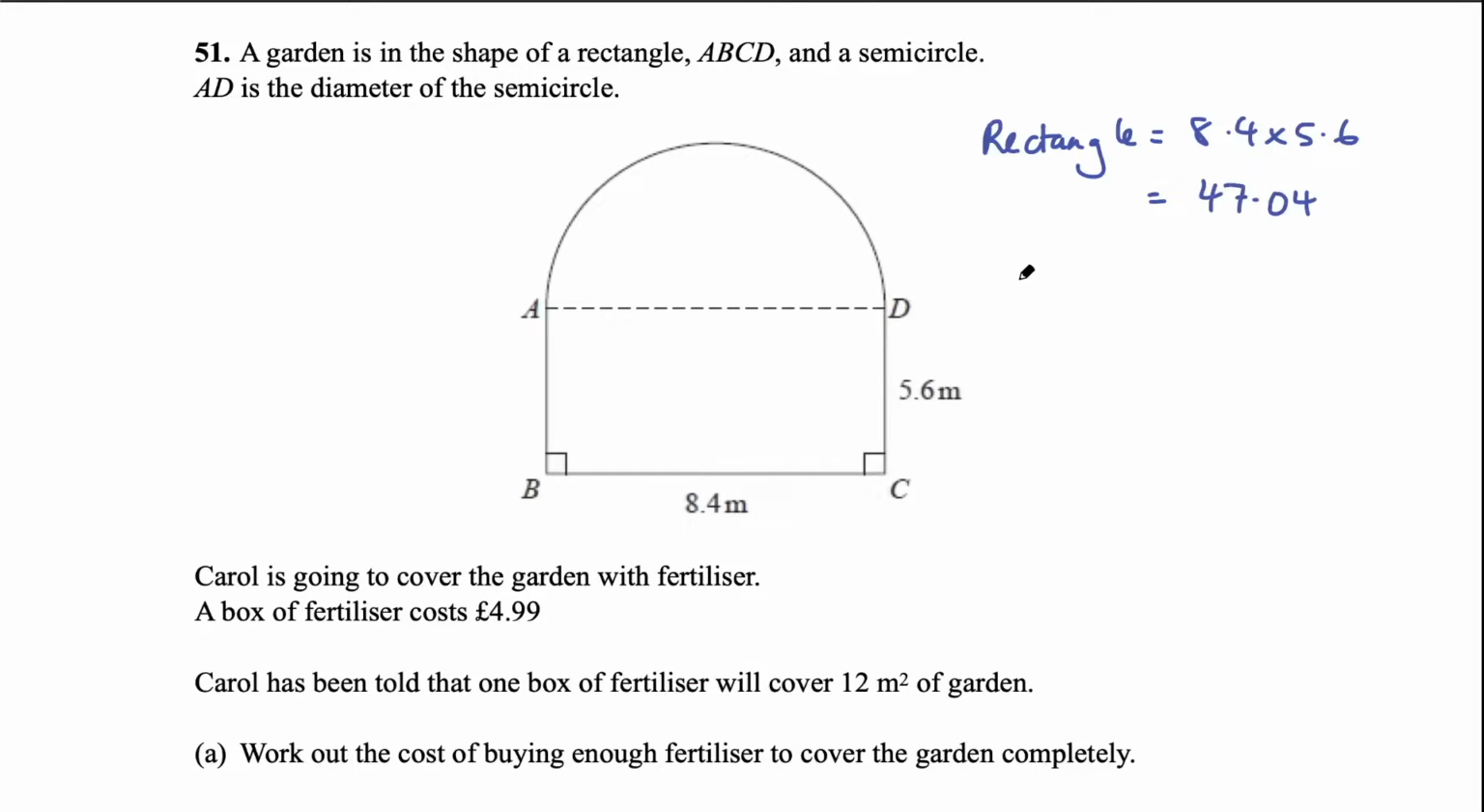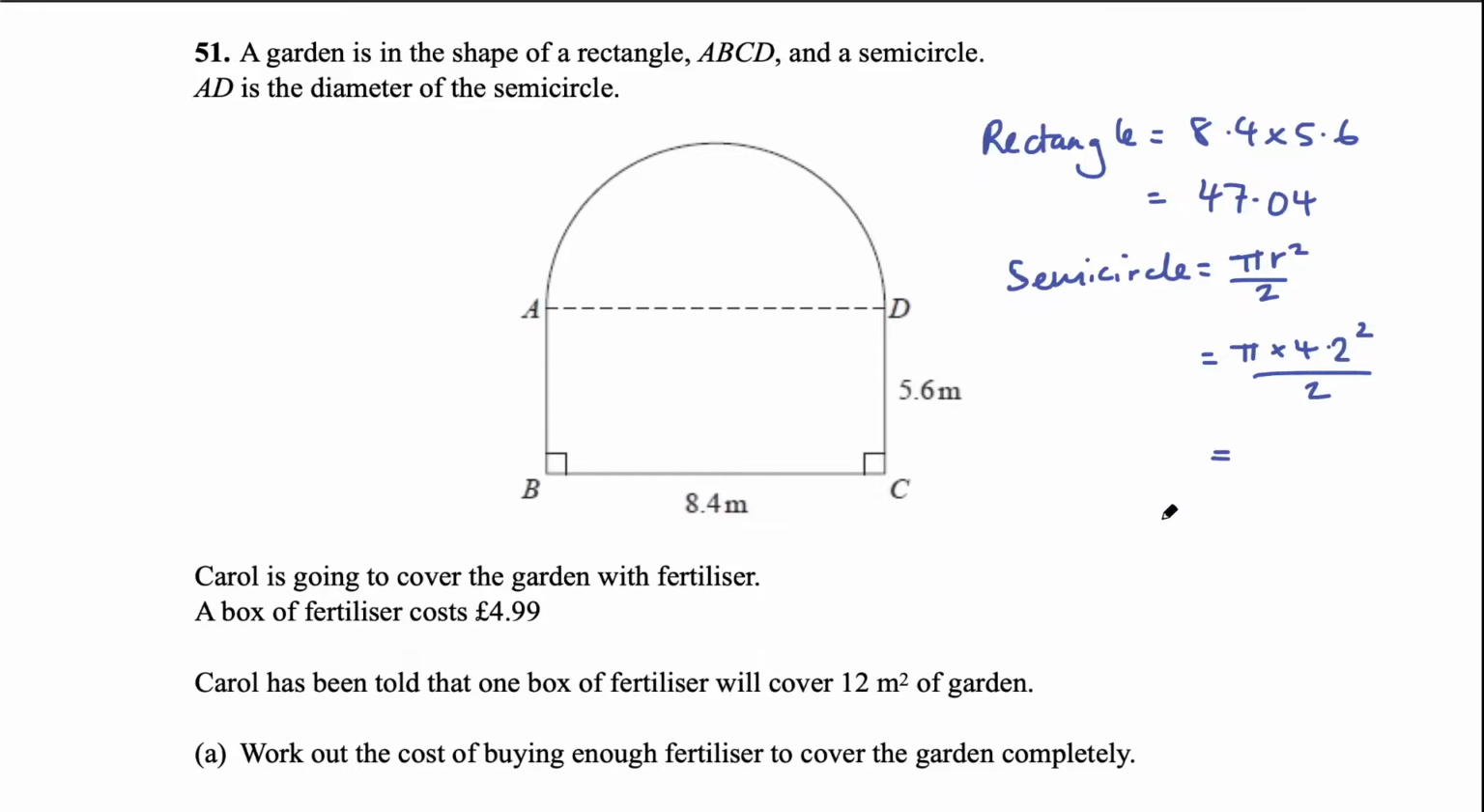And then let's do the semicircle. So the area of a semicircle is the area of a circle, which is pi r squared, and then half of that, so divide by 2. The radius here is going to be half the diameter. How do we know what the diameter is? Well, it's this length down here. It's the same as 8.4. So half of 8.4 is 4.2. Therefore, the area is going to be pi times 4.2 squared, and all of that is divided by 2.